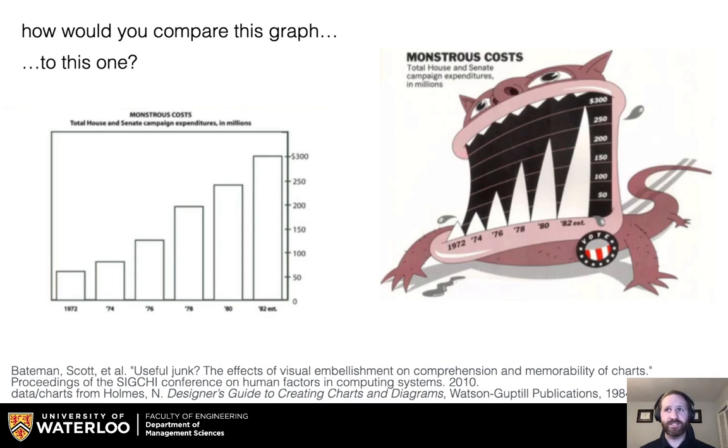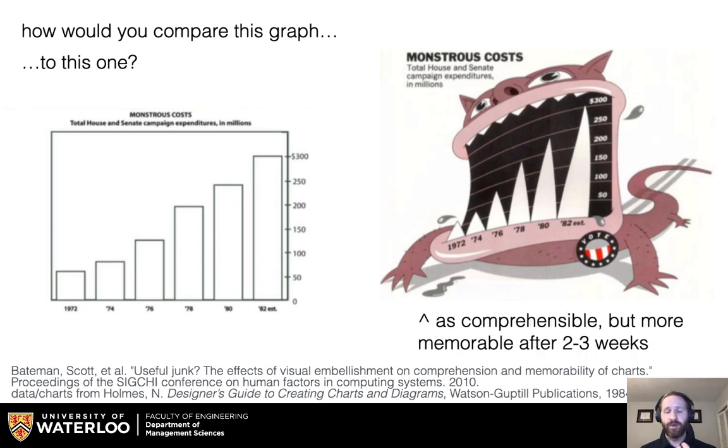Well, the latter obviously has these extra embellishments going on. You've got the slobbering monster, all kinds of things happening. But in a study by Bateman et al., it was shown to be as comprehensible as the plain graph, but more memorable after 2 to 3 weeks. Now, this is initial evidence. You might want to look at follow-up work to see how reliable this is, and it may not be your goal, but it's a chance to tell more of a story and have more of an impact if that is your goal.